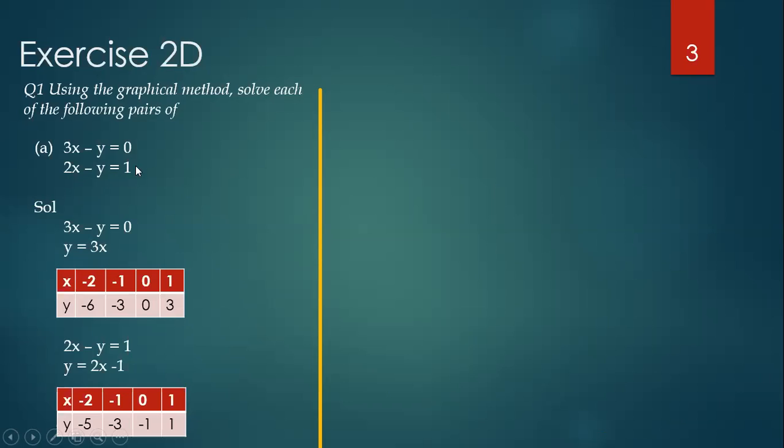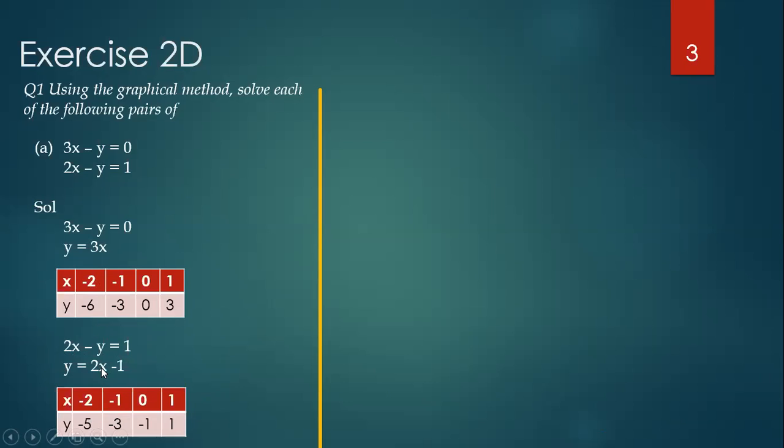Take the next equation, 2x minus y is equal to 1. Bring minus 1 on this side and take y on the other side. So the equation will look like this: y is equal to 2x minus 1. Take the same values of x here and find the corresponding values of y. By substituting x with minus 2, 2 times minus 2 is minus 4, minus 4 minus 1 is minus 5.